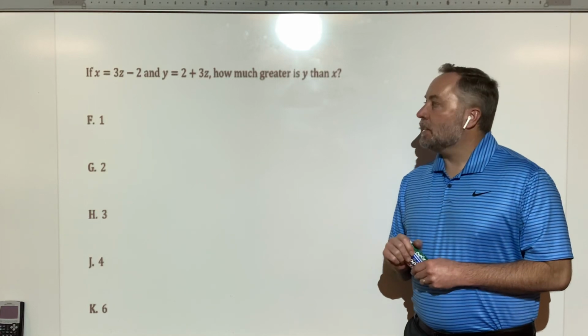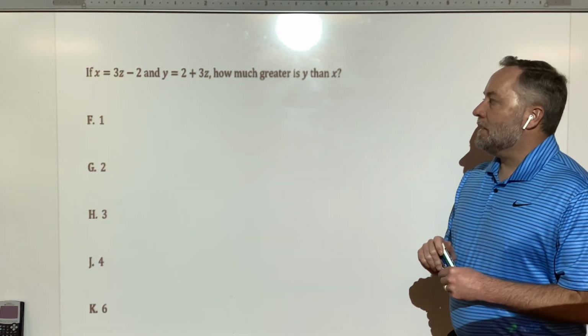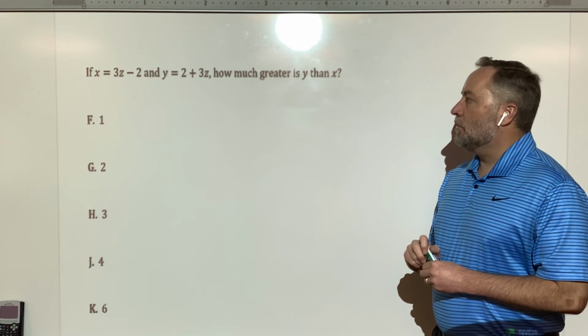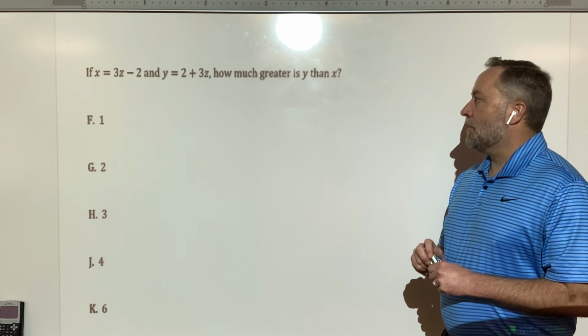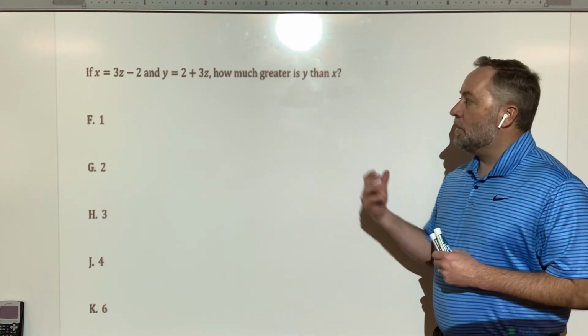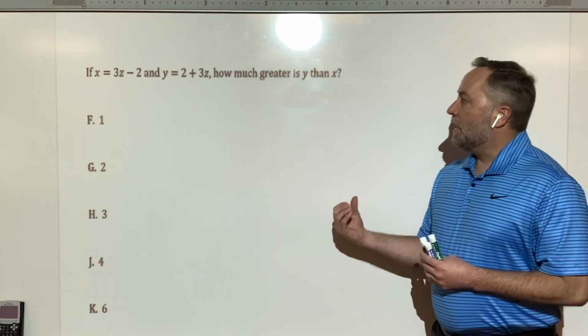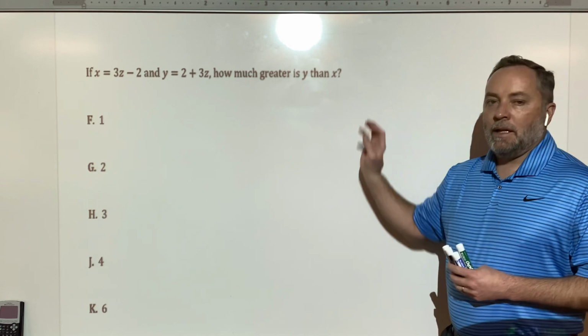This question is asking us to show a relationship between two variables. It says if x is equal to 3z minus 2 and y is equal to 2 plus 3z, how much greater is y than x? These questions can be a little bit confusing based on their wording, but if we look at the end of this, how much greater is y than x?